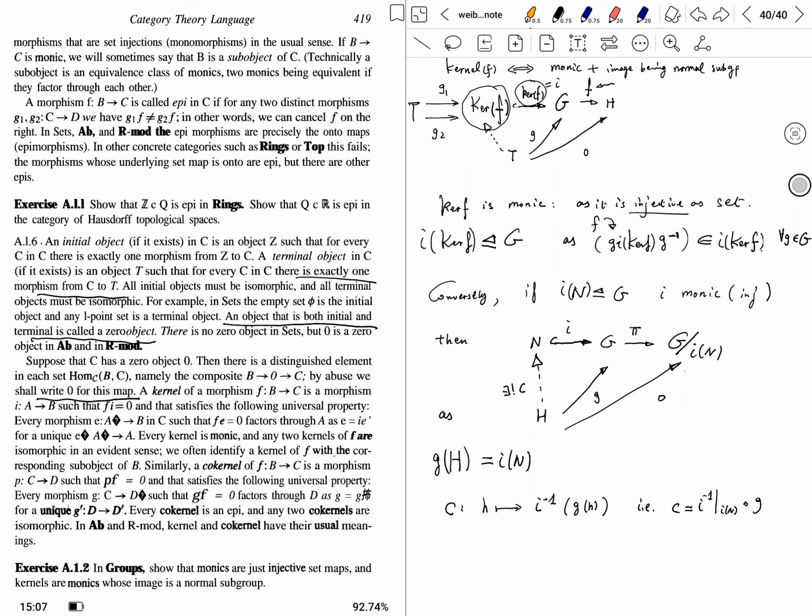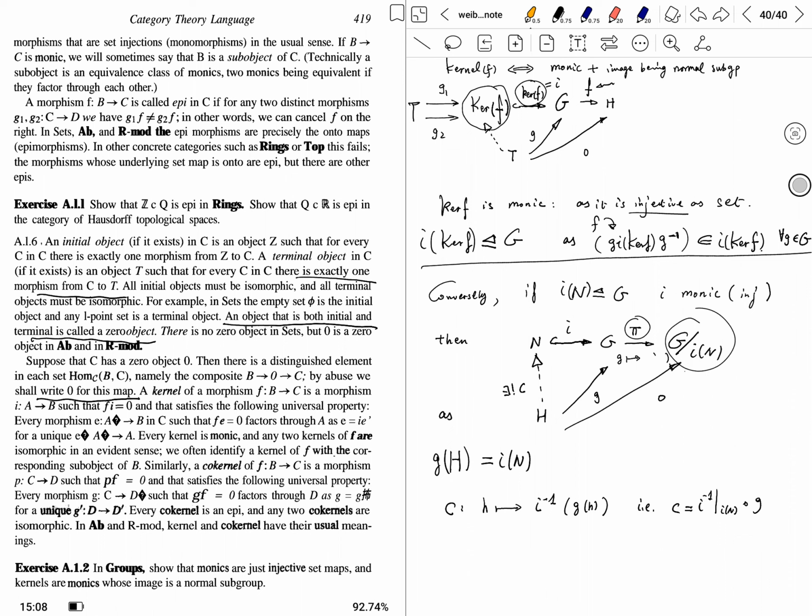So conversely, suppose you have a monomorphism whose image I of N is a normal subgroup of G, then we show that it's actually the kernel of some map. So we construct this map, the quotient by the image of N, which means you map g to this coset in the quotient group, or simply just map g to g bar.